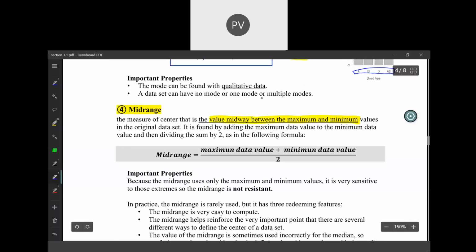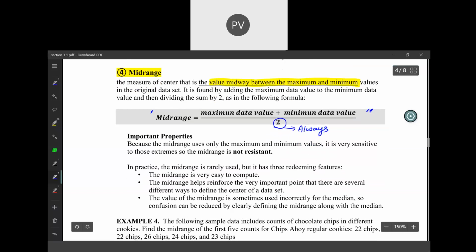How do we compute that? Here is the formula. Maximum plus minimum divided by 2. Always the denominator will be 2. Always. Maximum number plus minimum number divided by 2.